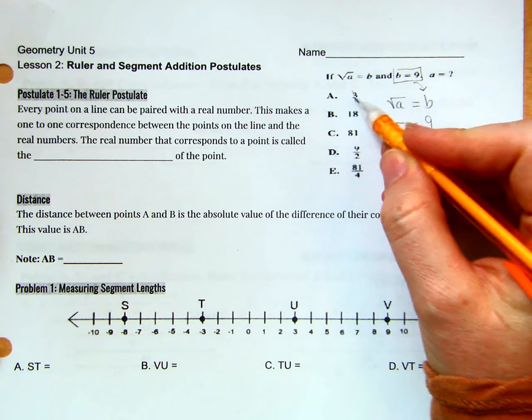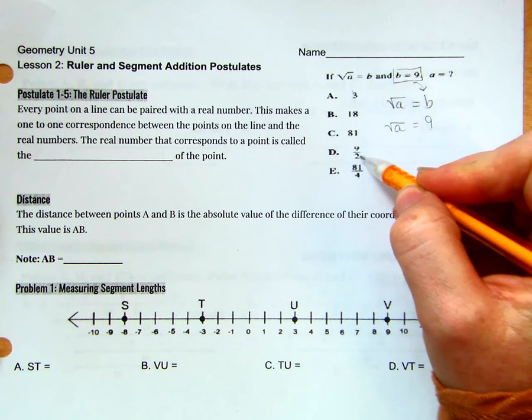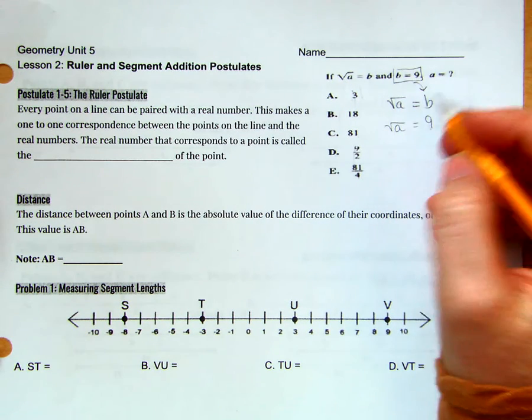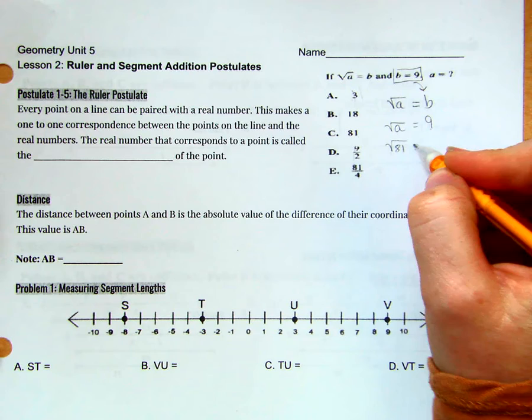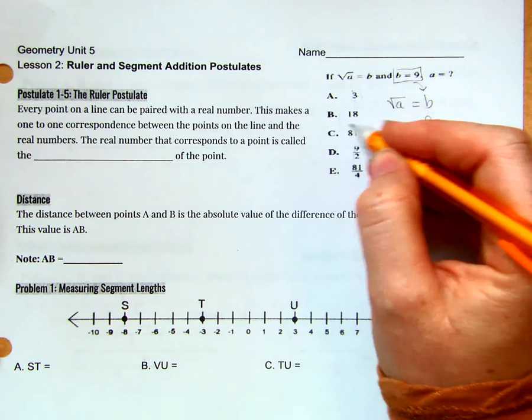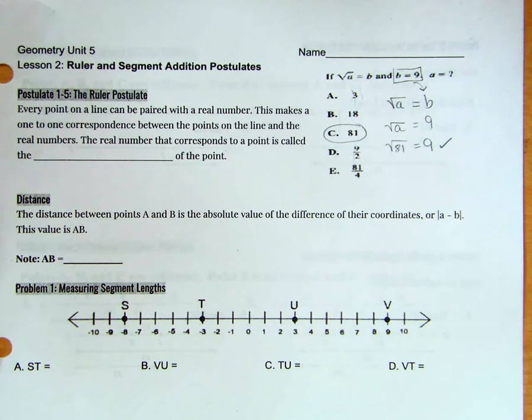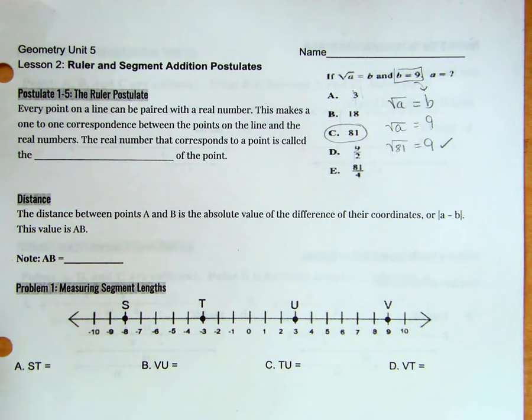So we know square root of 3, square root of 18, square root of 81. We would take the square root of each one of these. And I think we can kind of all agree that the square root of 81 is, in fact, 9. And so C would be our answer. Okay? All right, so thinking about the actual notes that we're talking about and not just this do now question, right, that was kind of out of left field.